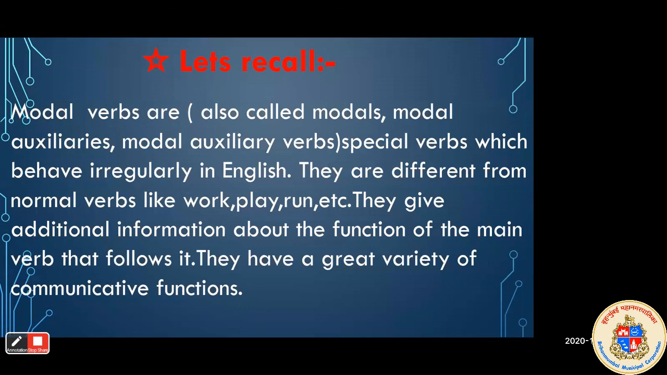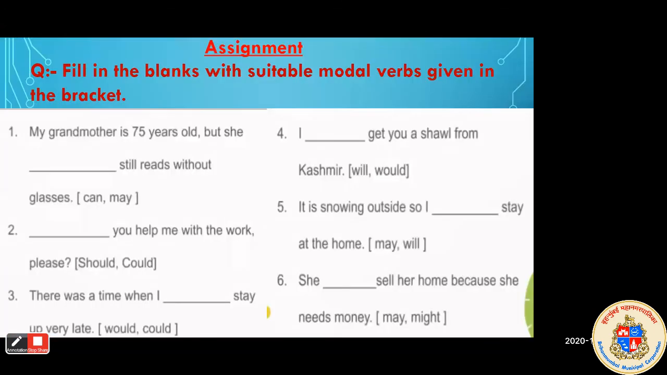There is one question for you for homework. Fill in the blanks with the suitable modal verbs given in the bracket. There are six fill in the blanks here. We have to complete it. Just read the sentence carefully and guess which modal verb should be in the blank. I hope you understood this topic. Just go through it and try to understand how we have to use the modal verbs in the sentence.